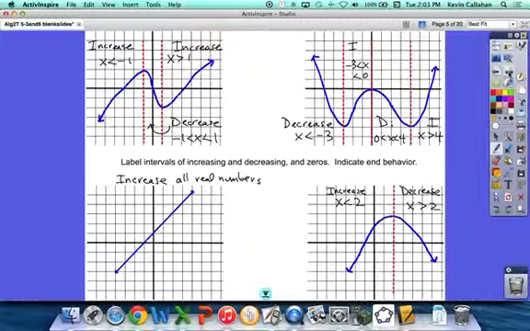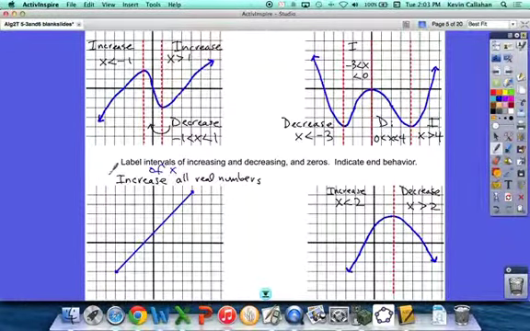Okay, for the intervals of increasing and decreasing, you've got to be able to look at a graph like this and say that it is increasing on that part of the graph until it gets to this point. And then it's decreasing because it's going down, and then it's increasing because it's going up. When you label the intervals of increasing and decreasing, it always means the intervals in terms of x, not the y values. It's the y values that are going up and down, but these are intervals of x.